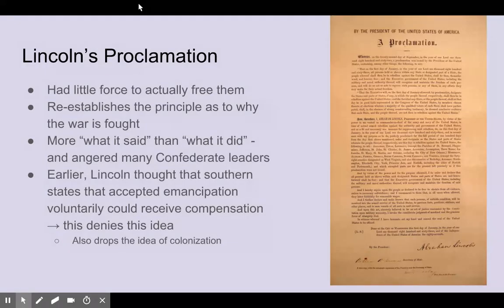So the proclamation didn't really have the force to free them. It didn't mean that everyone's going to go down now and say, hey, you have to stop keeping these slaves, right? They weren't actually automatically free.